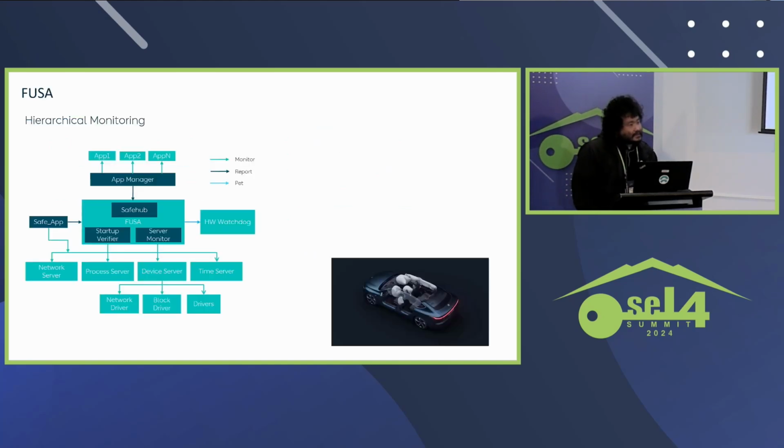Okay, now let's talk about the fuchsia. It's about functional safety. Functional safety is critical for a vehicle operating system, and this diagram outlines the hierarchical monitoring we use for the OS. The app manager is responsible for monitoring all the applications. Should they crash, the app manager can restart them if needed.